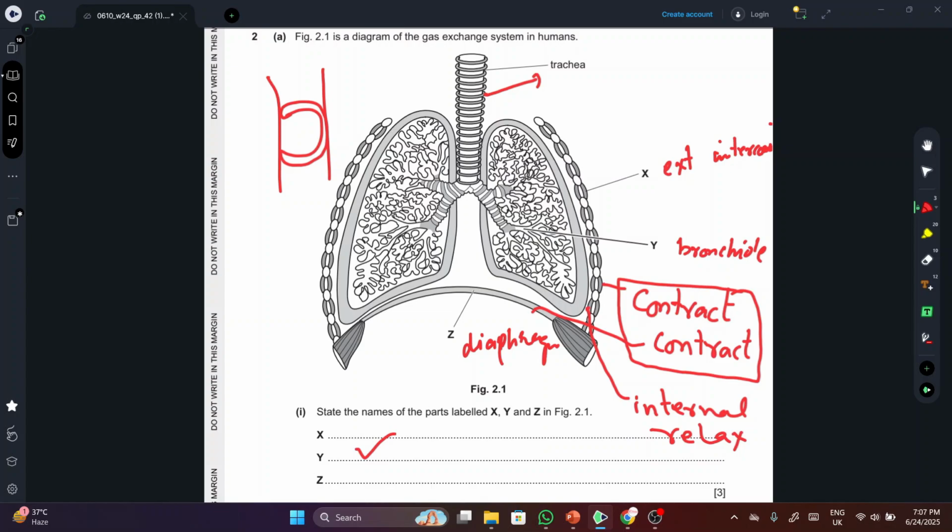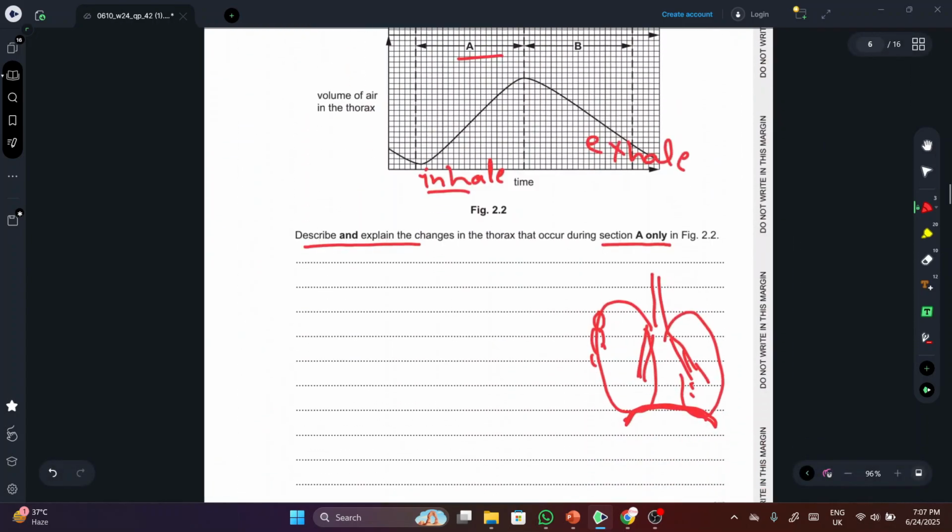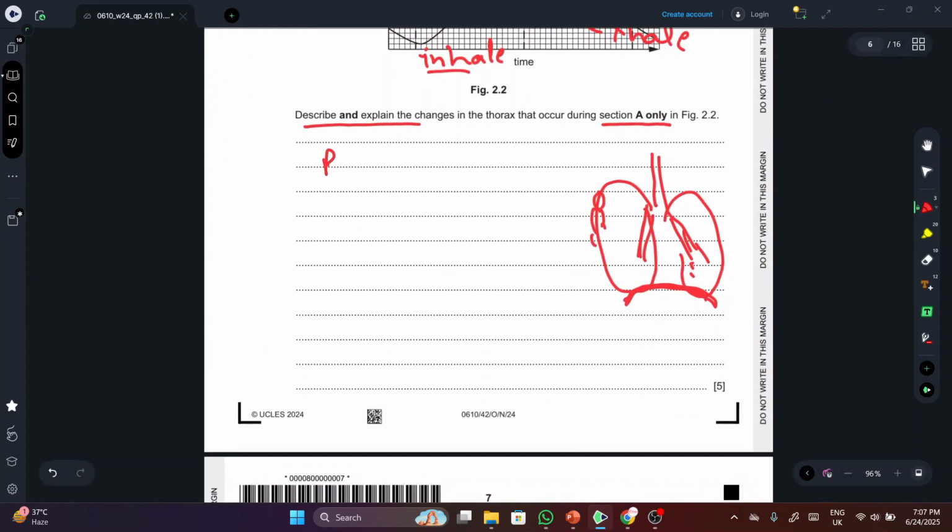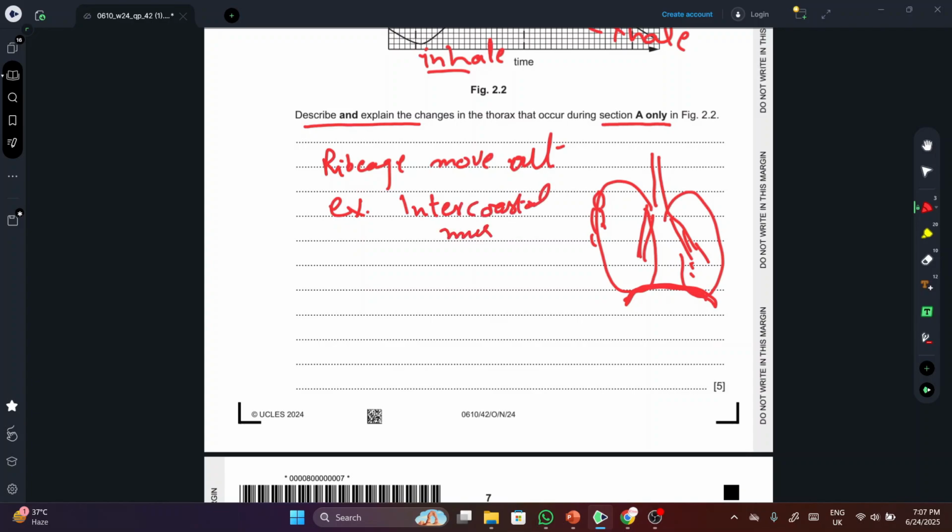So when these changes occur during inhalation, the diaphragm contracts, the external intercostal muscles contract, and the rib cage moves outward. All these changes you will mention in this question: the rib cage moves outward, the external intercostal muscles contract, and opposite to this, the internal ones relax.